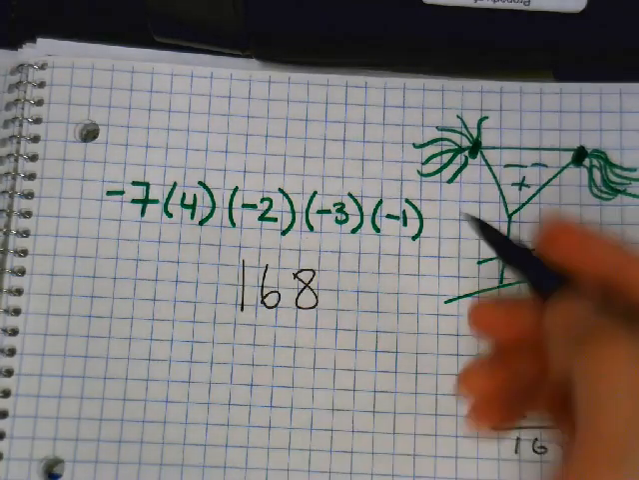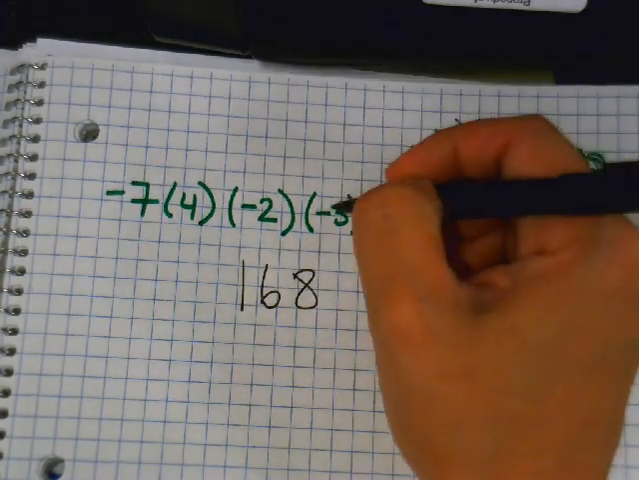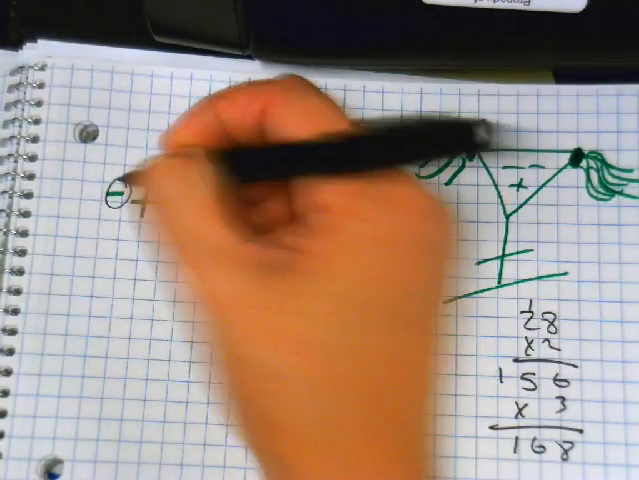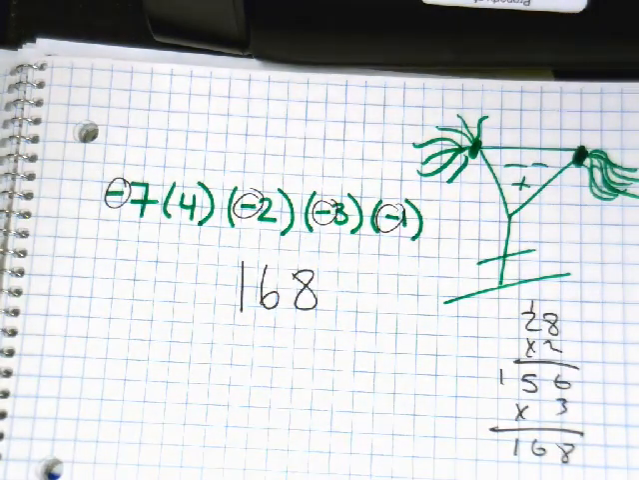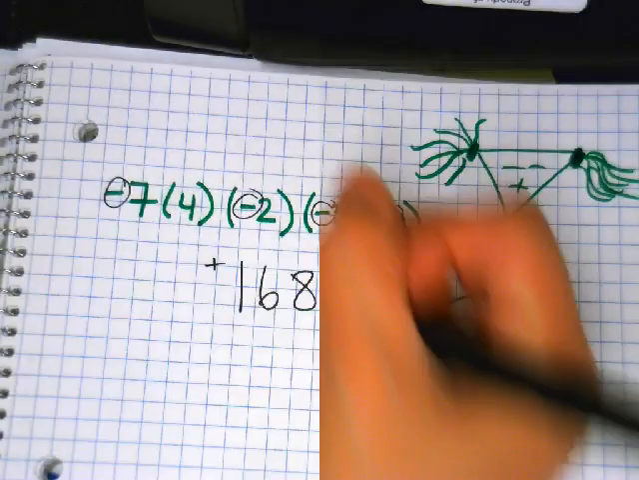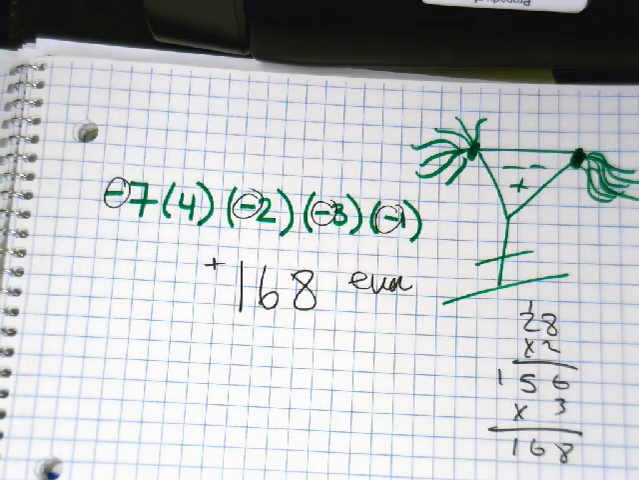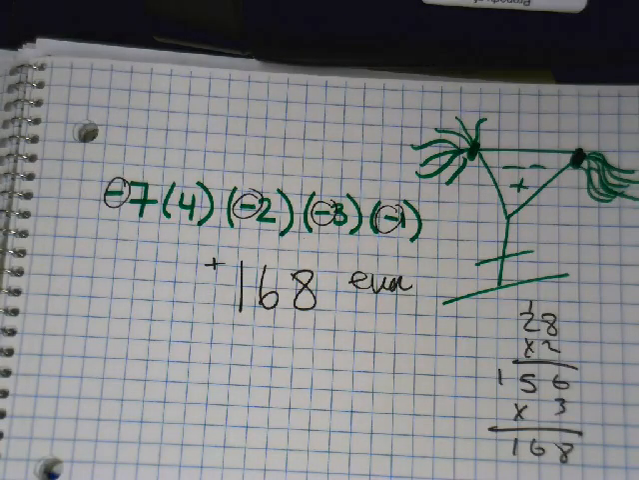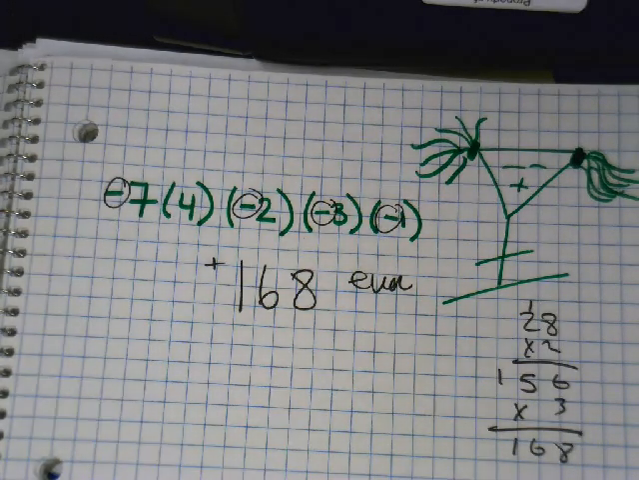I multiplied 2 times 3. 1, 2, 3, 4. So there's 4 negatives. Is that even or odd? So if it's even, it's going to be a positive. I just multiplied 2 times 3, ignored the 1, and then multiplied 7 times 4, and then multiplied those 2 together. I multiplied 28 times 6. Don't you get different answers if you multiply a different way? You do not get different answers because it's all multiplication.